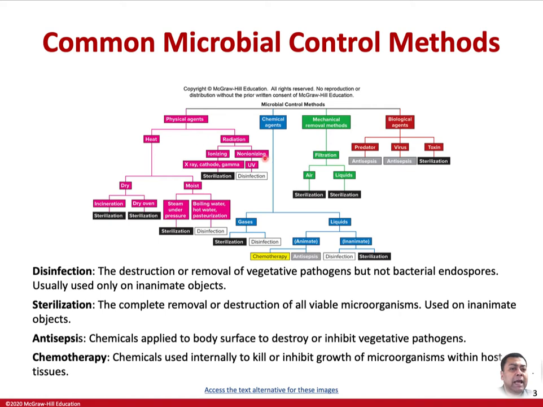The next physical agent other than heat is radiation, and radiation can be of two types. One is ionizing radiation. Why do we call it ionizing radiation? Because when the radiation hits these microorganisms, it knocks electrons off the atoms of their constituents.